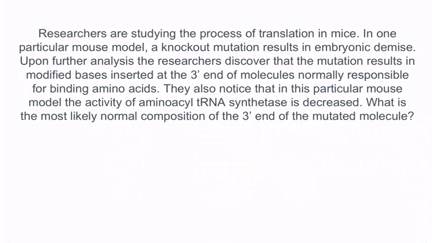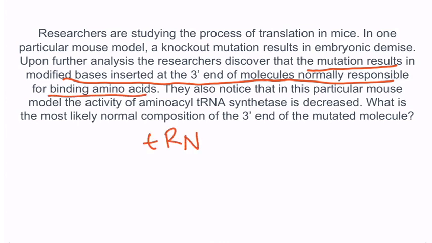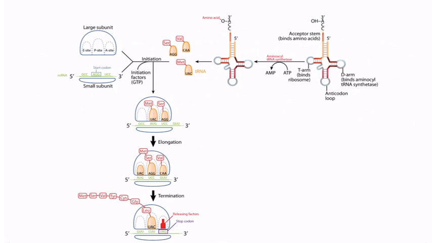From the question stem, we're told that the mutation results in modified bases inserted at the 3' end of a molecule normally responsible for binding amino acids. This should make you think of tRNA. Let's pull up the overview figure so you can see what the question is referring to. From the figure, you can see a molecule of tRNA right here. Notice that the 3' end contains the base sequence CCA right here.